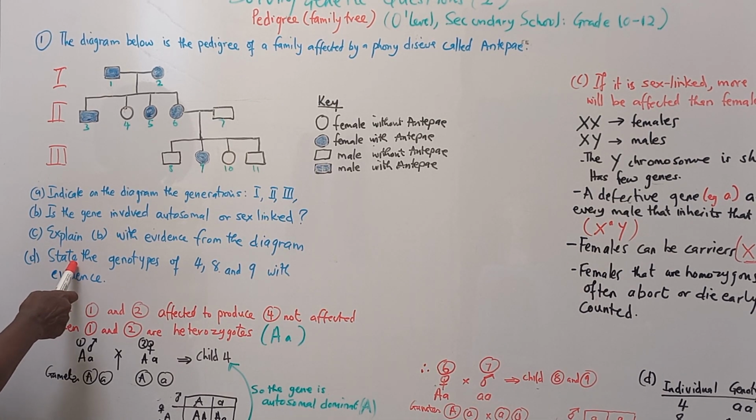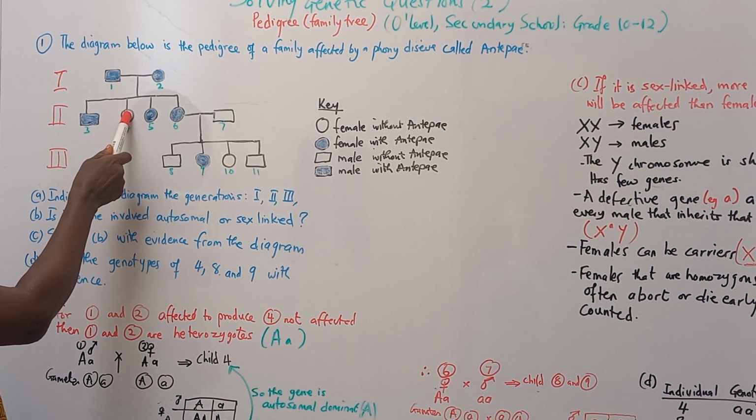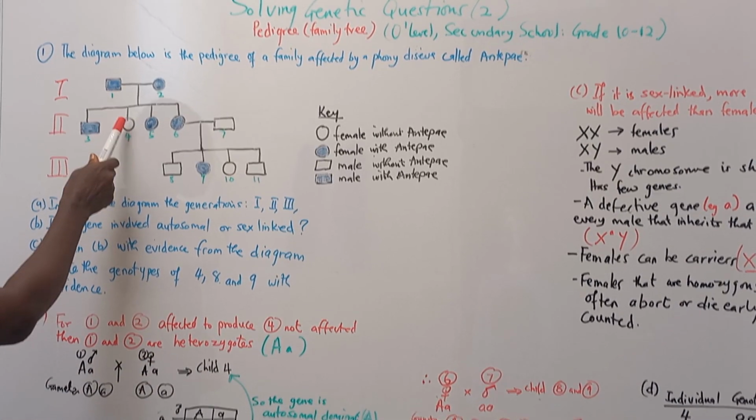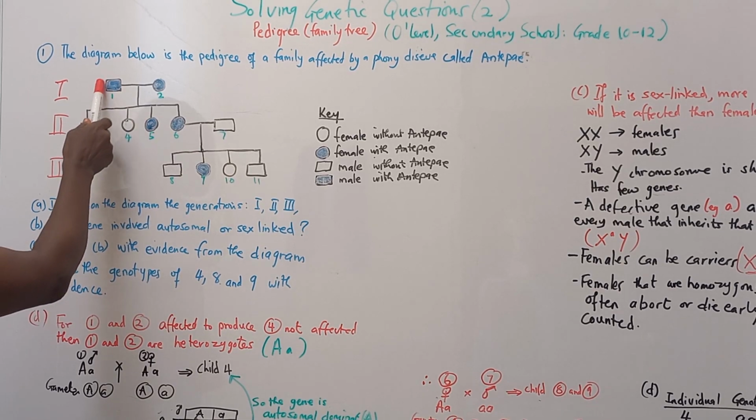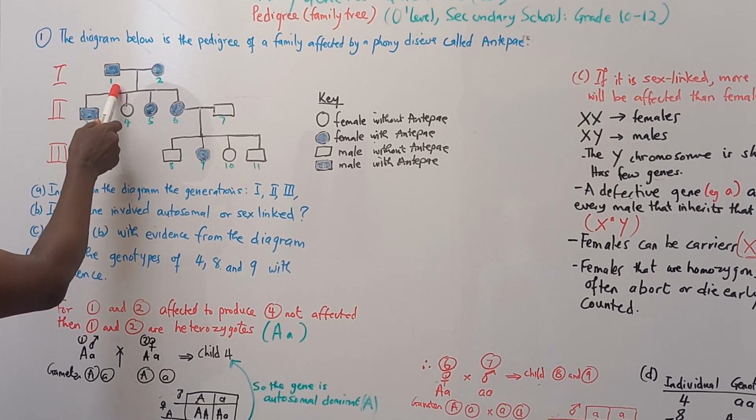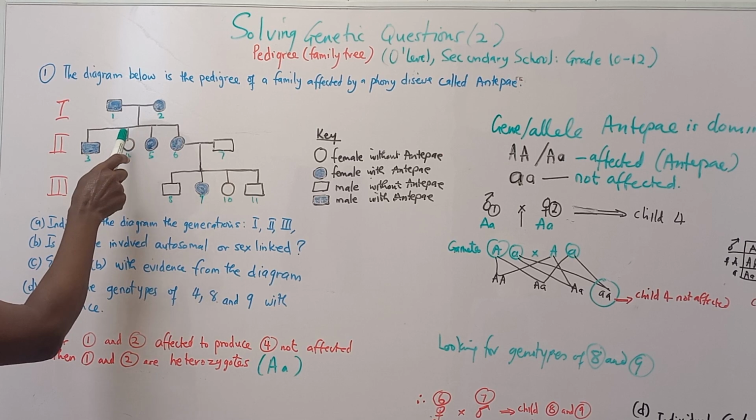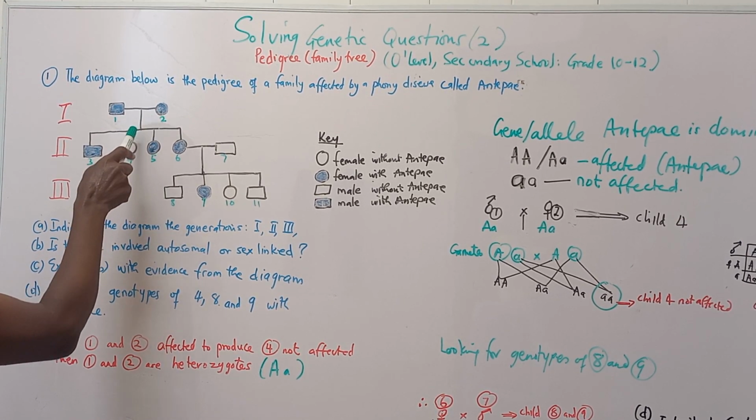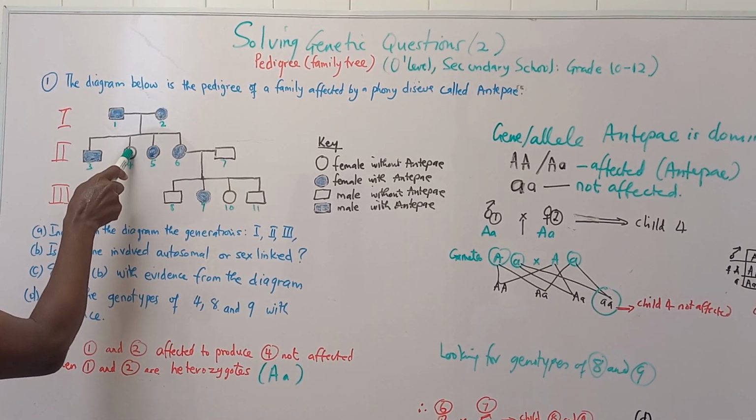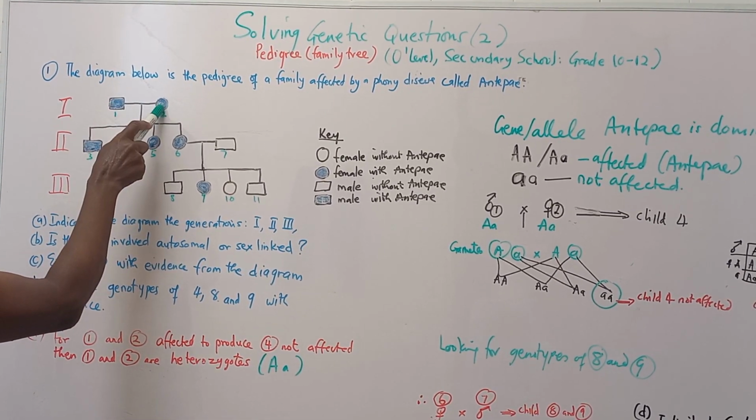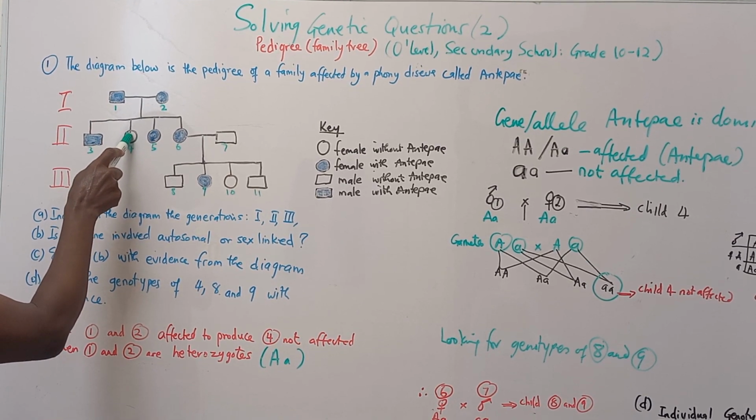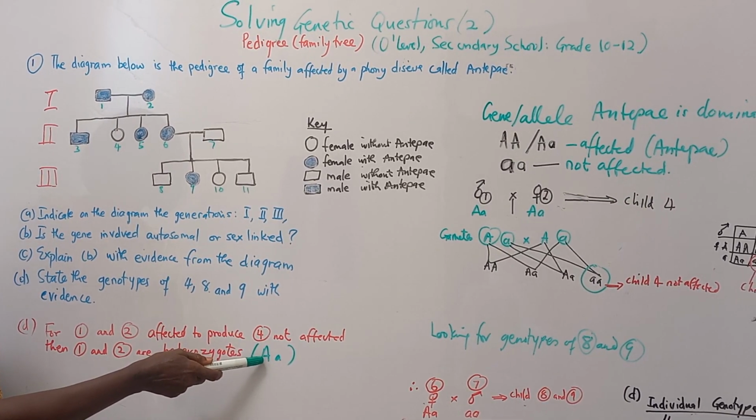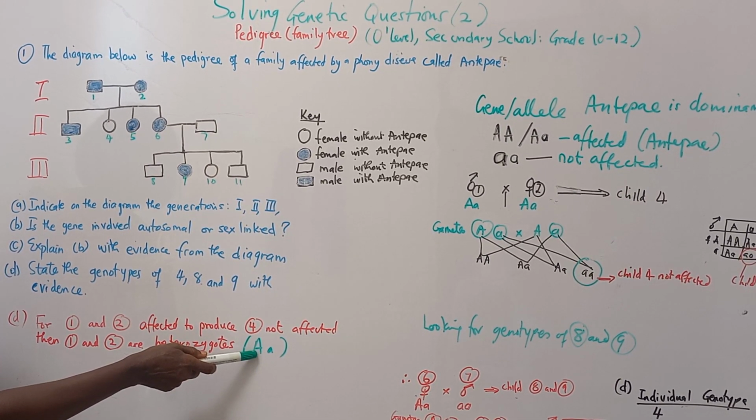Now, you are supposed to state the genotypes of 4, 8, and 9. You will be able to find them when we trace what is happening right from the parents. If you look at individuals 1 and 2, they are affected, yet they produce a child that is not affected. 1 and 2 must be heterozygous to produce this child, and the gene must be a dominant gene.